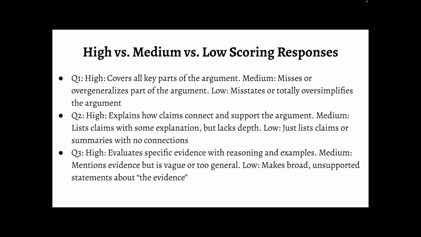Now question 3, in my opinion, is a little bit easier than question 2. You want to just evaluate specific evidence, reasoning and examples, talk about their credibility, talk about their relevancy, and just say if it strengthens or weakens the argument, and be specific. For mediums, you might mention the evidence, but it's too vague or too general. You might just say that this evidence is weak because it's irrelevant. Well, you want to talk about how it's not relevant or how it's not credible and why this weakens the argument. Low is, again, just way too broad, unsupported statements about the evidence. You don't even use the evidence. This one is easy to score high. Just make sure you're listing everything.